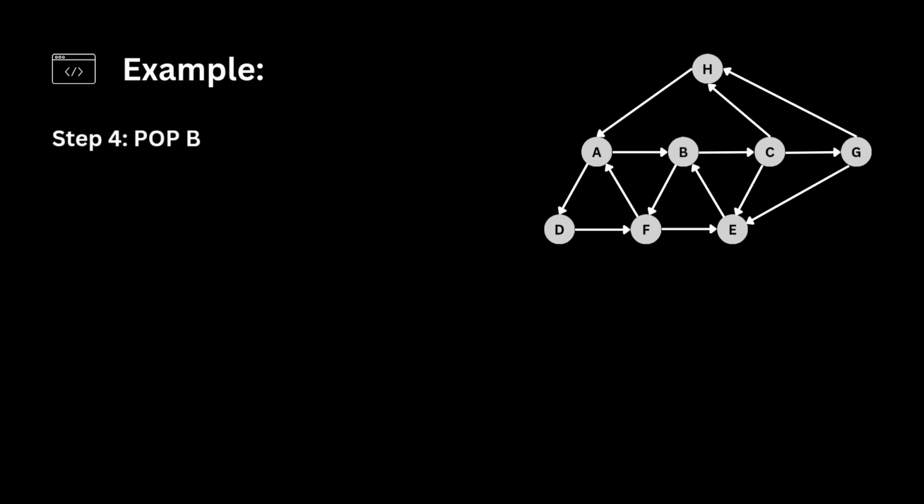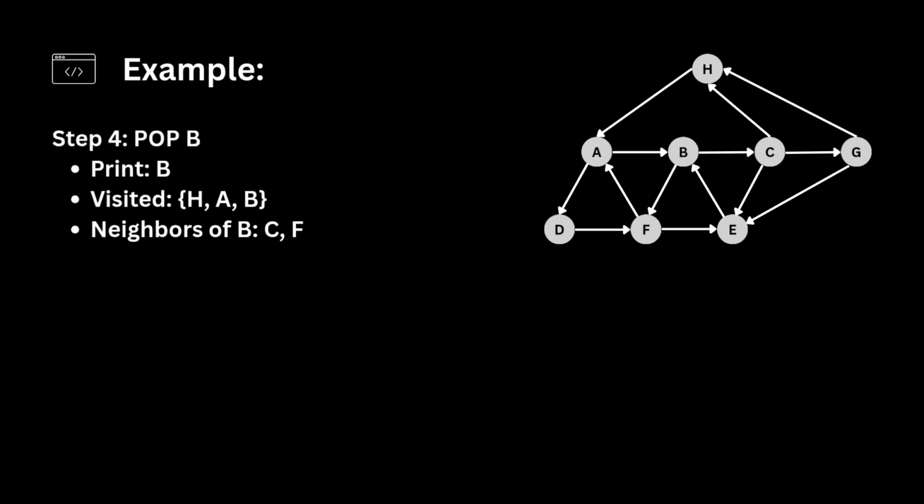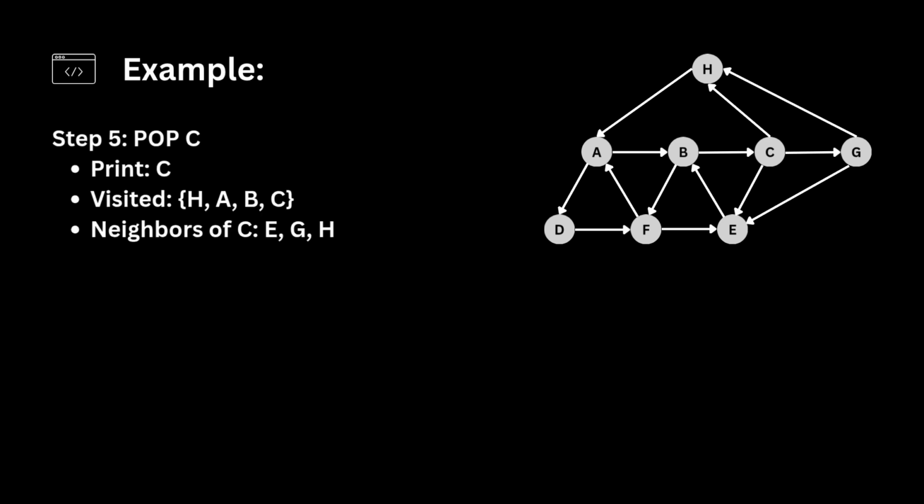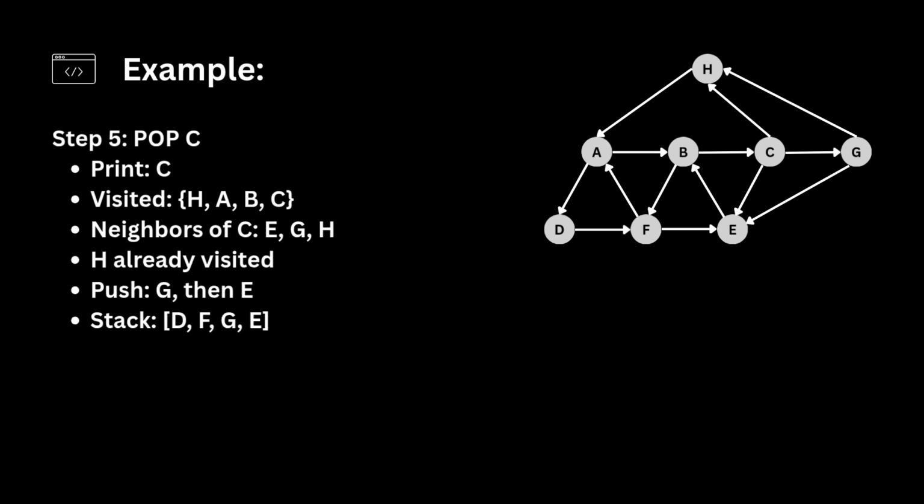Step 4, we pop B from the stack. B is now visited and printed. B is connected to C and F, both are unvisited, so we push them. Push F first, then C. Step 5, we pop C from the stack. C is visited and printed. It has 3 neighbors, E, G and H. H is already visited, so we push G and E. So keep E on the top.